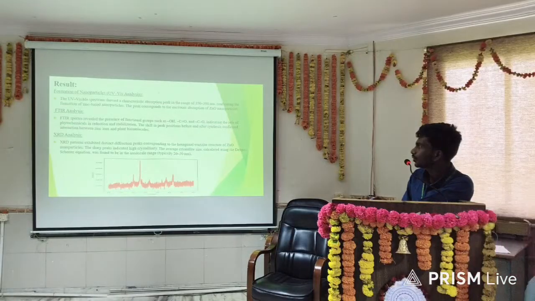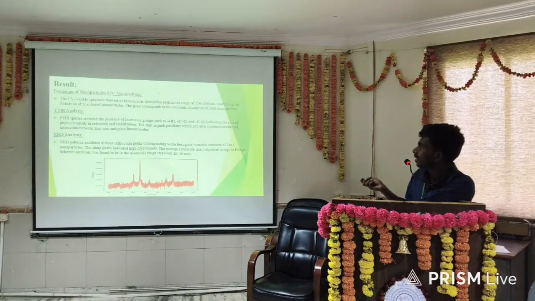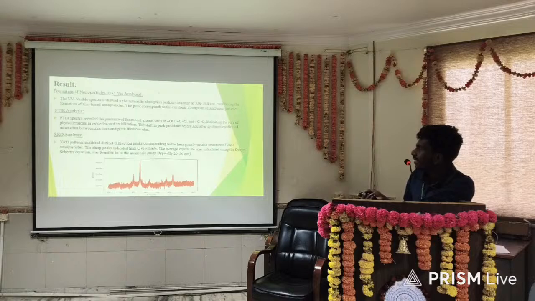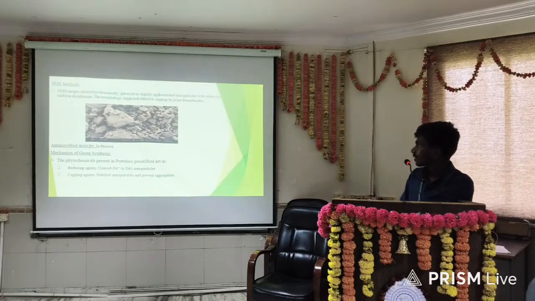UV visible spectroscopy shows an absorption peak in the range of 350 to 380 nanometers, confirming zinc-based nanoparticles. IR analysis: functional groups such as OH indicate the role of phytochemicals in reducing and stabilization. XRD: typically a 20 to 50 nanometer peak range, corresponding to the hexagonal structure of zinc oxide nanoparticles. SEM analysis: morphology structure.